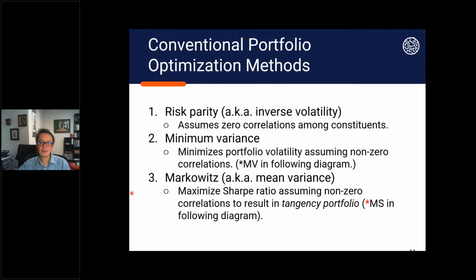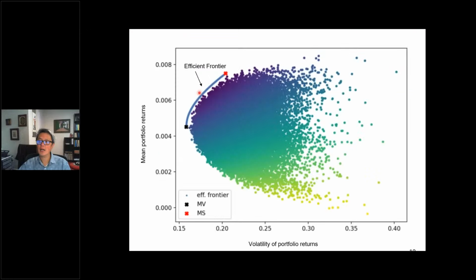Okay, but what most people are familiar with is the Markowitz mean variance portfolio. It maximizes the Sharpe ratio, again making use of the covariance structure of the past returns. The resulting optimal portfolio is often called a tangency portfolio. The tangency portfolio is the portfolio that has the maximum Sharpe ratio, and I denote that here. This is the efficient frontier, and this might be the maximum Sharpe or tangency portfolio.